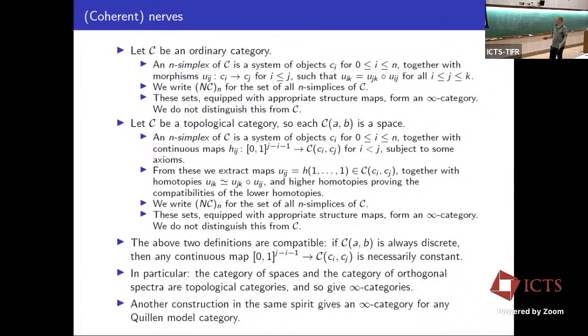I'm not going to go into more detail about this, but there are similar constructions in the same spirit where you start with a model category or some other category in which you've got a notion of weak equivalences, and you modify this definition of the coherent nerve in a certain way in order to invert those weak equivalences.